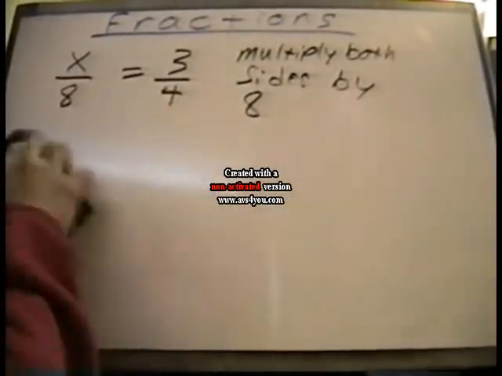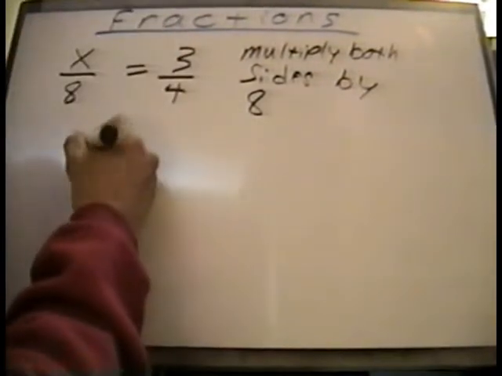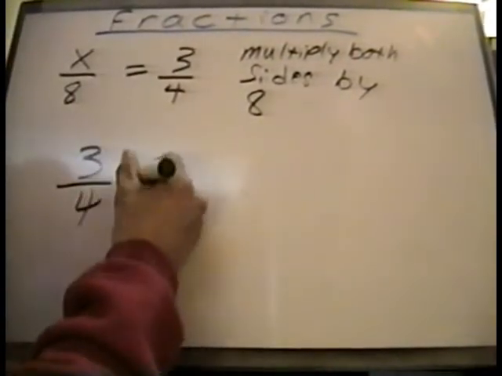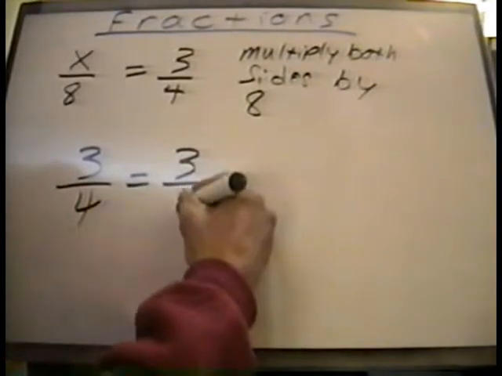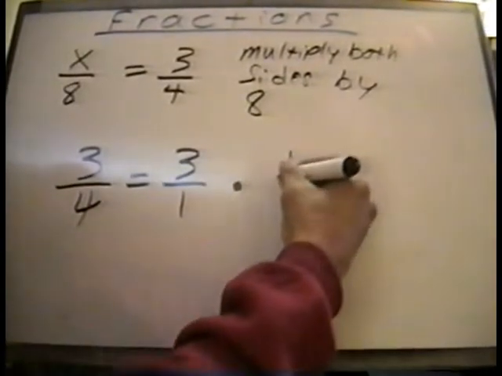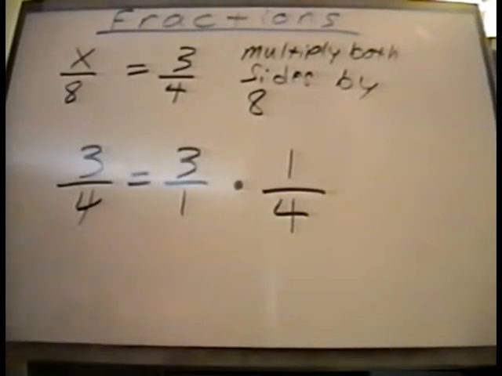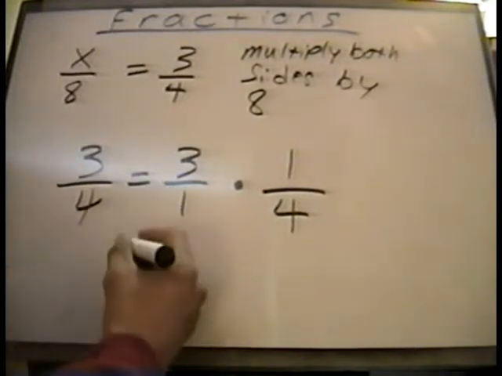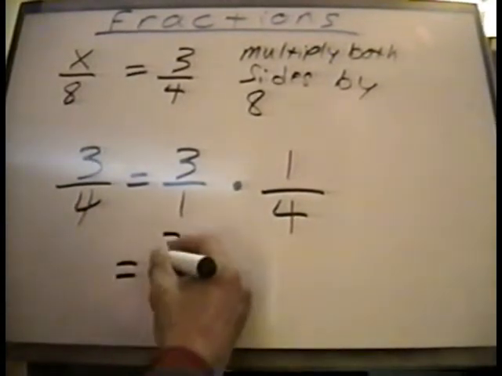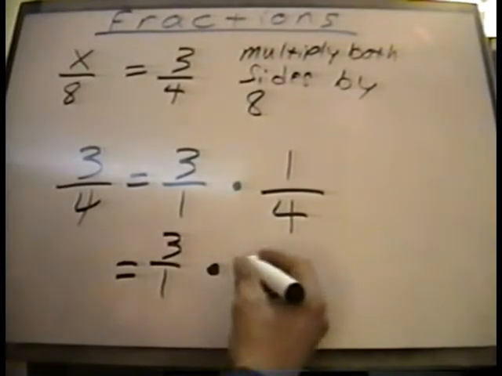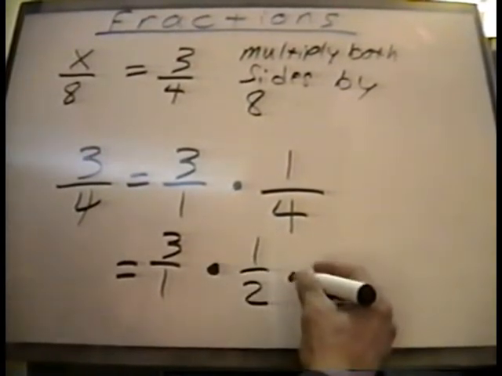Now here for any fraction, 3/4 equals 3 over 1 times 1 over 4. Okay? Now 4 is also equal to 2 times 2. So you can say that's 3 over 1 times 1 over 2 times 1 over 2.